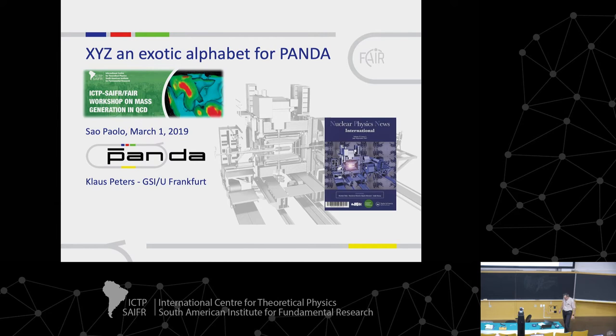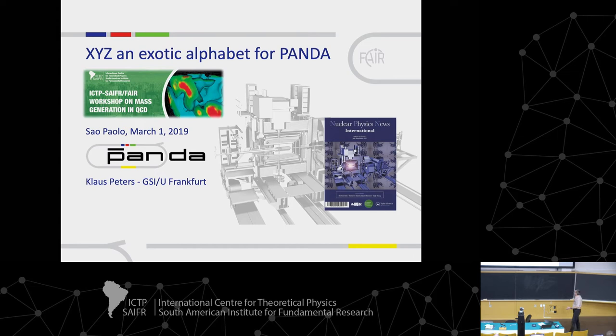And that's what I want to emphasize a little bit in terms of the ongoing discussion and discoveries and imminent questions which still have to be asked about the X, Y, and Z, the so-called exotic alphabet, as it was mentioned in several conferences over the last decades.